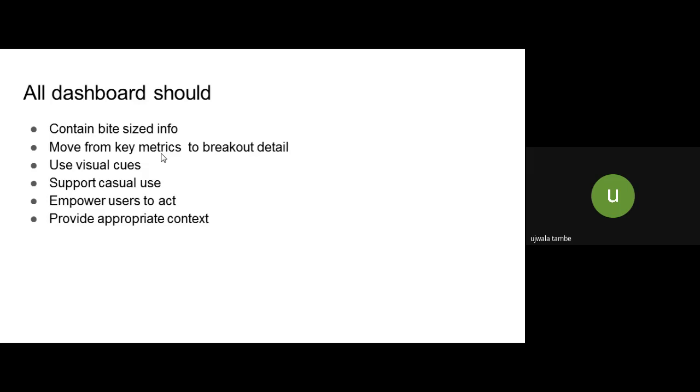Then the next one is, they should support casual use. If users need a large guide to learn how to understand the dashboard, then your design has failed. So you have to focus on the design. Then the next one is, your dashboard should empower users to act on information. They should be relevant for all kinds of users, and they should provide context and explanations so users don't misinterpret the data. So while designing the dashboard, you have to follow all these things.